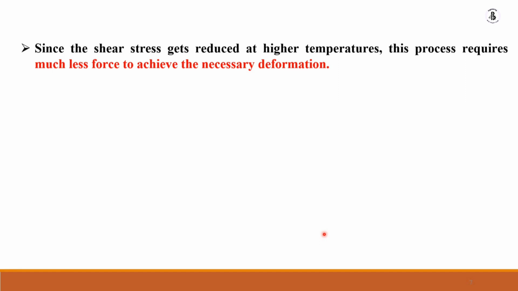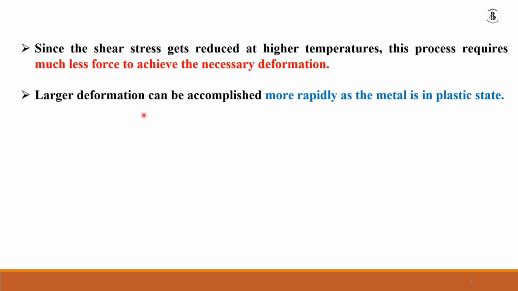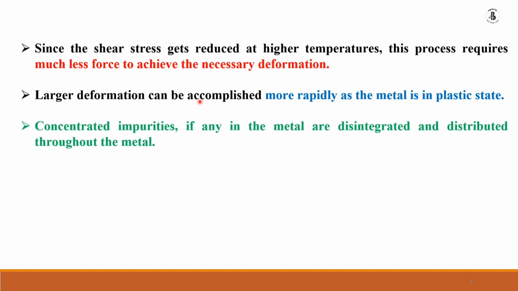Since the shear strength gets reduced at a higher temperature, this process requires much less force to achieve the necessary deformations. So you provide a smaller amount of force to convert the raw material into the desired shape and size with the help of the hot working process. Larger deformations can be accomplished more rapidly as the metal is in a plastic state. So it will have a good deformation rate, and can be easily converted into the desired shape and size. Concentrated impurities, if any, in the metal are disintegrated and distributed throughout the metal with the help of the hot working process.